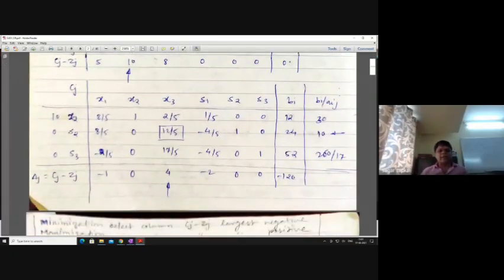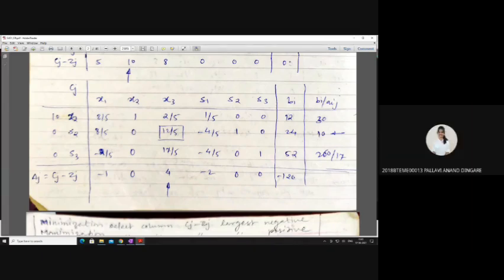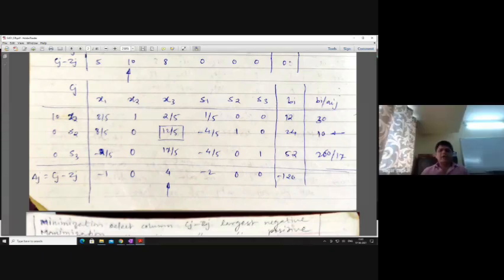Now see the second table. What is there in the base of the second table? What are the variables? Can you name those? X2, S2, S3. Now you focus on the X2, S2 and S3 columns as well, and then you focus on rows X2, S2, S3. The intersection of all these will give you the identity matrix. 1, 0, 0, 0, 1, 0, 0, 0, 1.